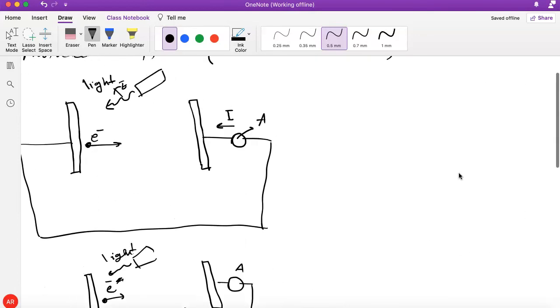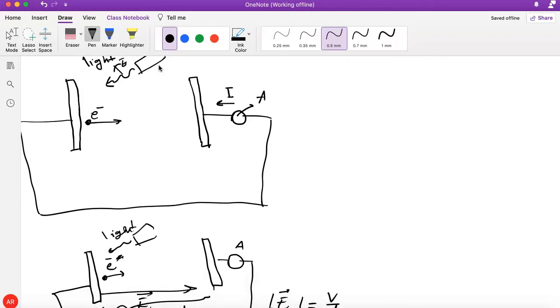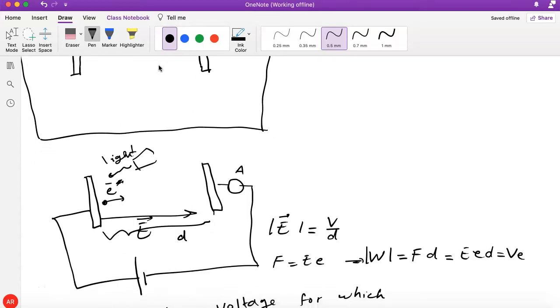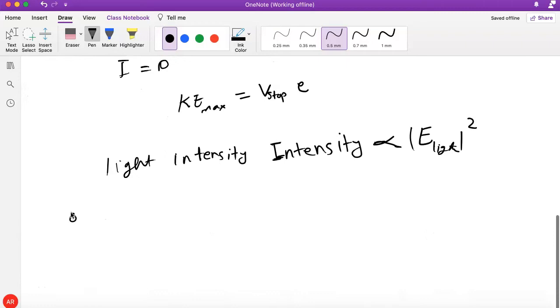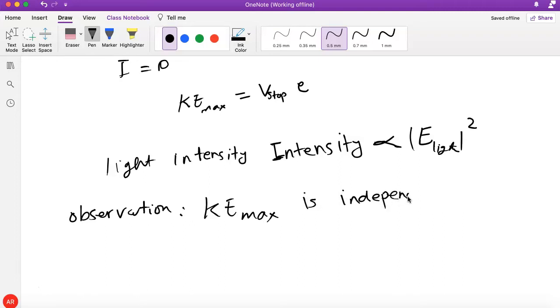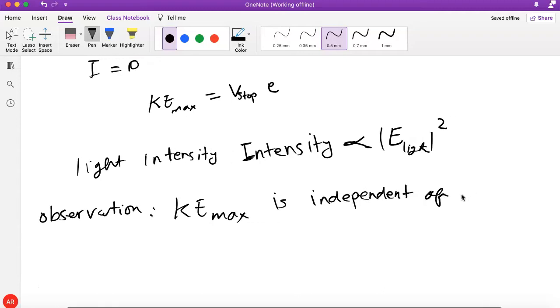You increase the intensity of the light. Suppose you have one of these lasers, and you put 10 of them next to each other. You have 10 times the intensity. You don't increase the kinetic energy of the individual electrons that get kicked out. You would kick out more electrons, you would increase the number of electrons, but their kinetic energy is independent of the intensity. So the observation is that this KE max, the maximum kinetic energy, is independent of intensity.